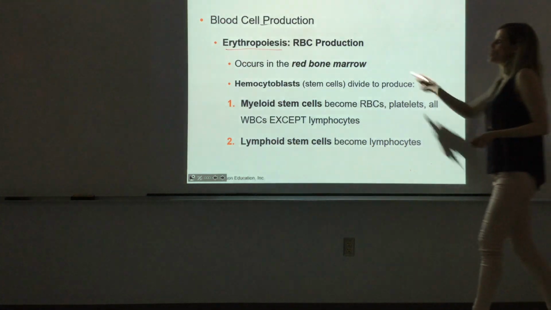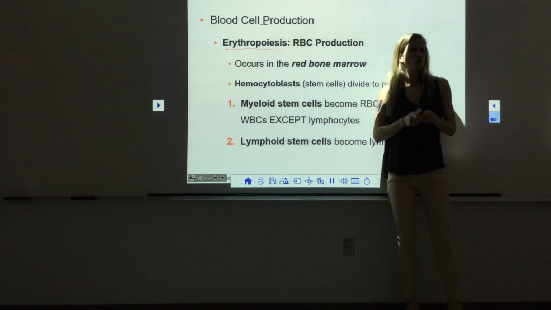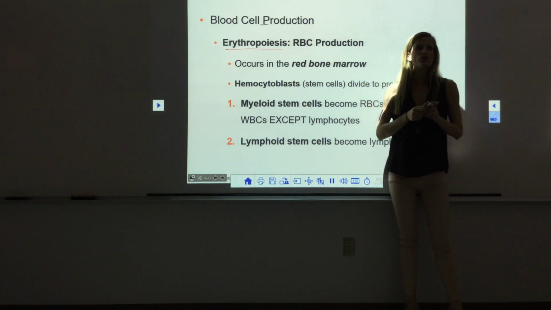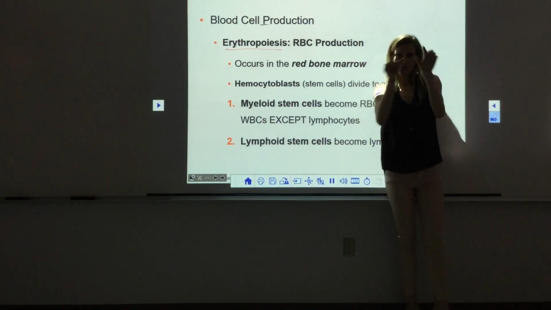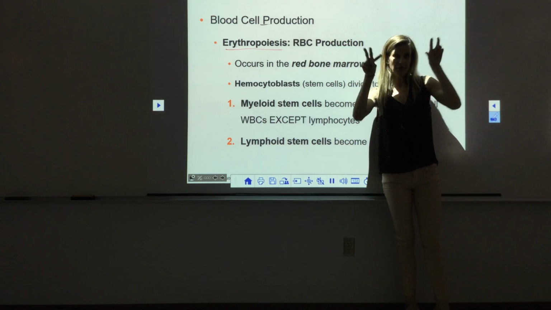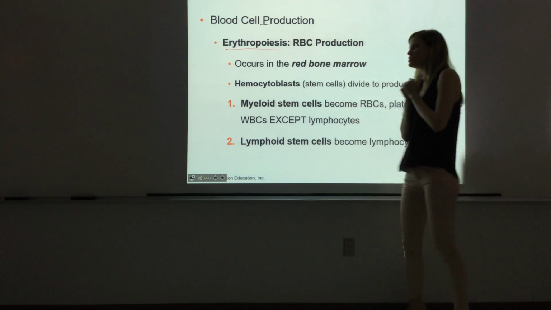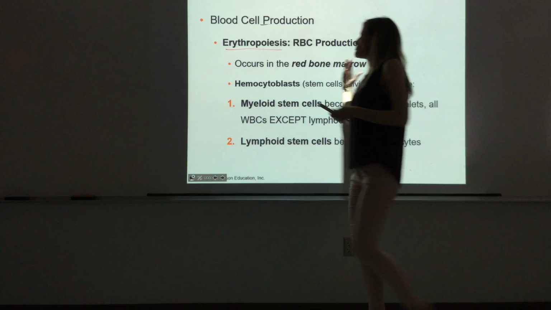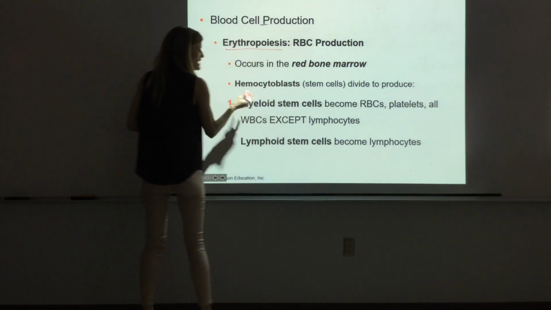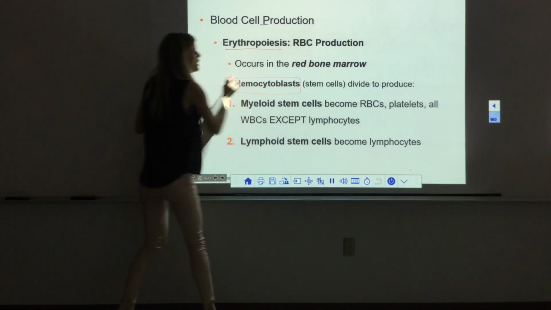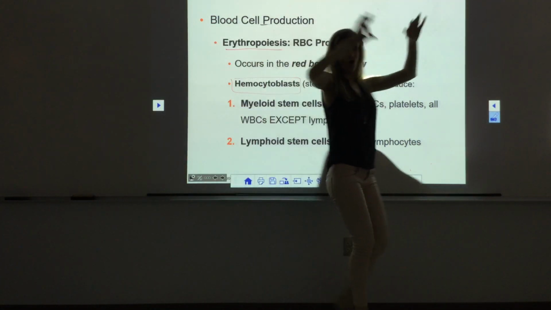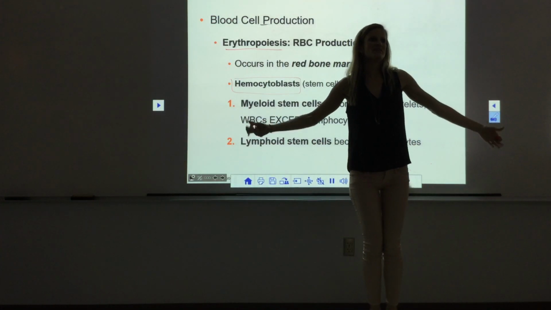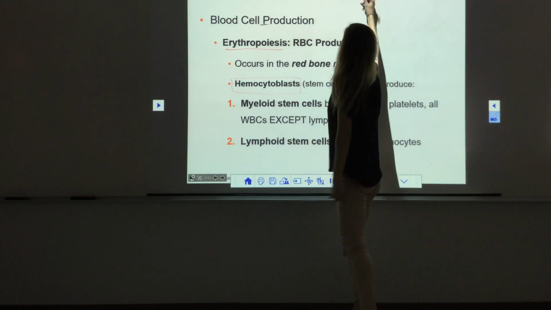This occurs in the red bone marrow. Last lecture you guys told me in adults, where is red bone marrow? Spongy bone, right? Between the trabeculae, between those rods of bone, in all of those open spaces that we have in spongy bone. We see that blood cell production begins with a stem cell called a hemocytoblast. Okay, so actually all blood cell production begins with hemocytoblasts, not just red blood cells.